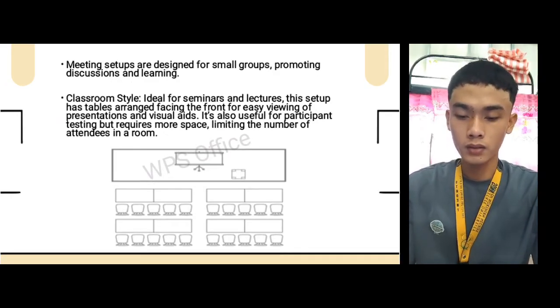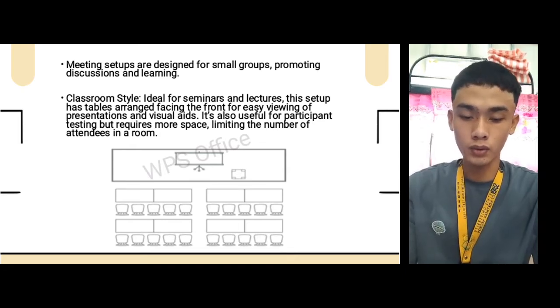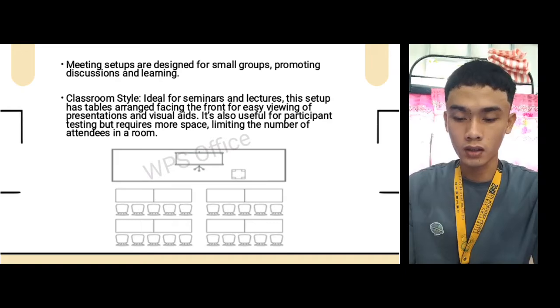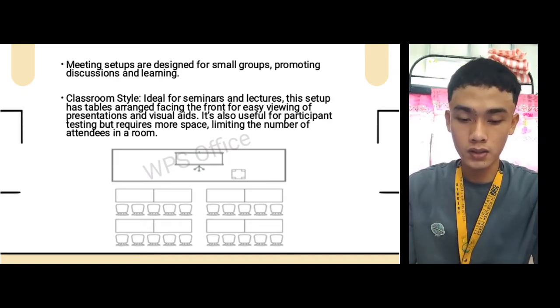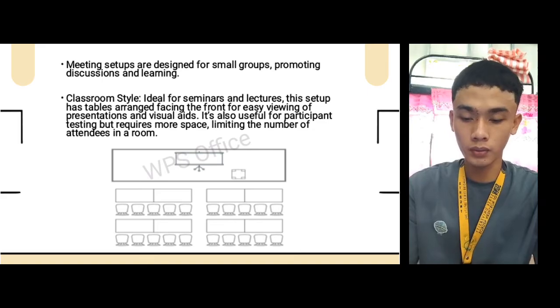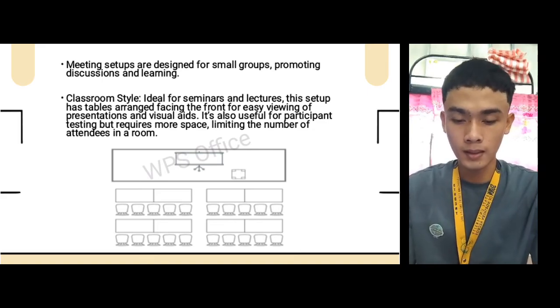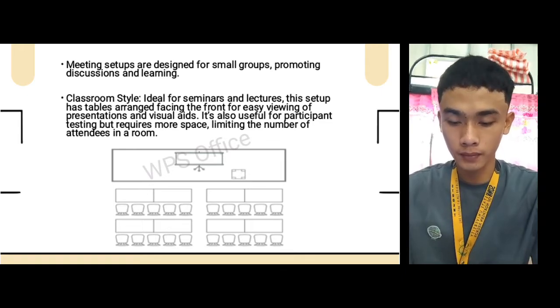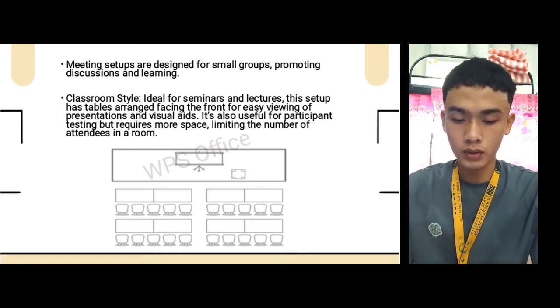Meeting setups are designed for small groups, promoting discussion and learning. Next is classroom style, which is ideal for seminars and lectures. This setup has tables arranged facing the front for easy viewing of presentations and visual aids. It is also useful for participant testing but requires more space, limiting the number of attendees in a room.